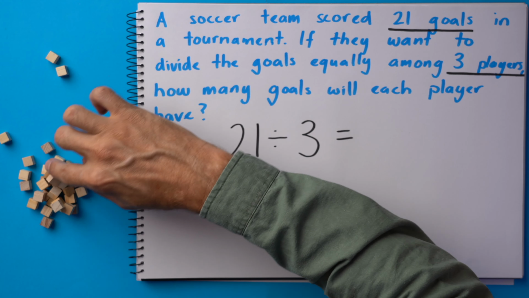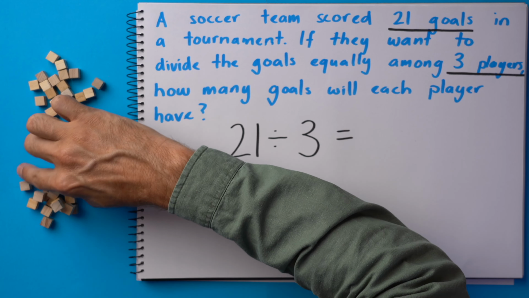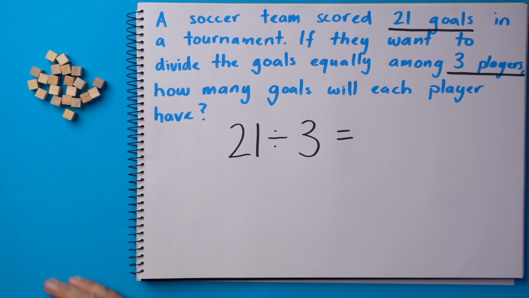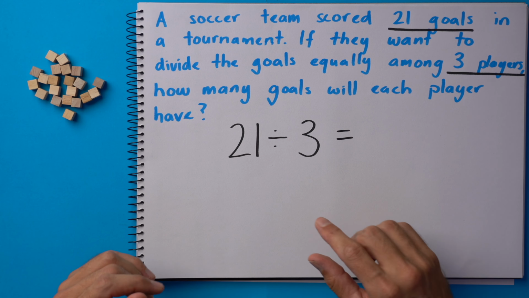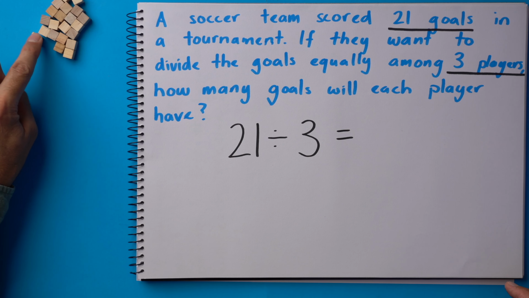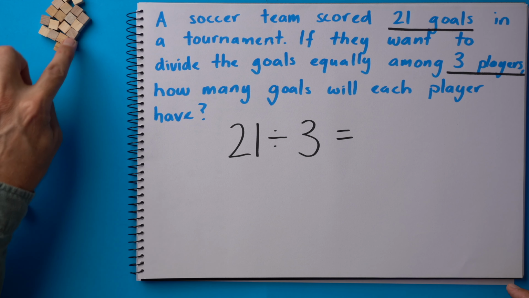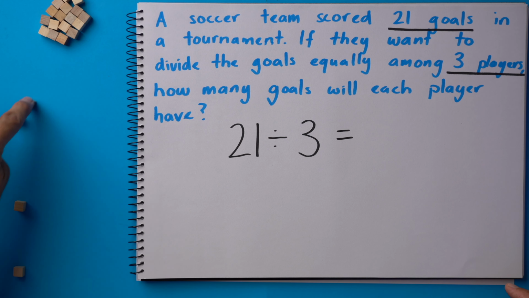1, 2, 3, 4, 5, 6, 7, 8, 9, 10, 11, 12, 13, 14, 15, 16, 17, 18, 19, 20, 21. All right, so there's 21 blocks. The question is asking us 21 shared between 3. What we need to do now is share our collection of 21 into 3 groups. That could look like this. 1, 2, 3.